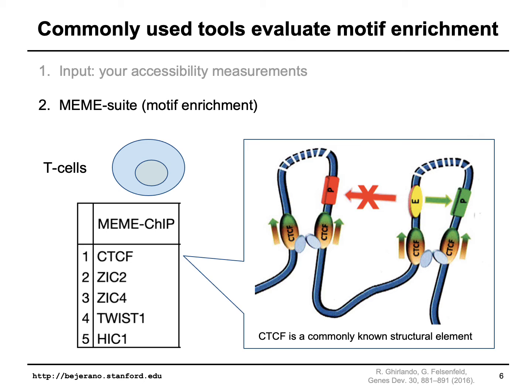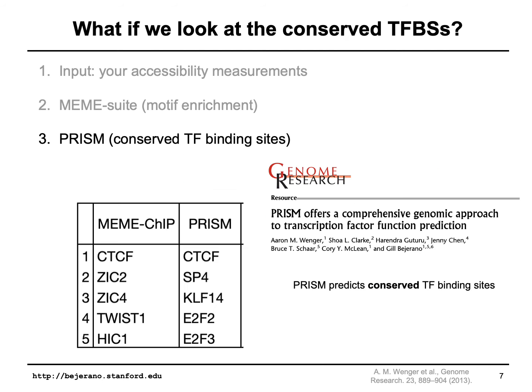Applying MEME-ChIP from MEME Suite to publicly available DNase-seq data characterized on T cells, we identify the top 5 TFs. Unfortunately, the results are not exciting because regulatory factors involved in housekeeping processes dominated the top hits. For example, CTCF is a commonly known structural element that shapes chromatin loops in many cell types. What we want as a biologist is a TF with cell type specific functions.